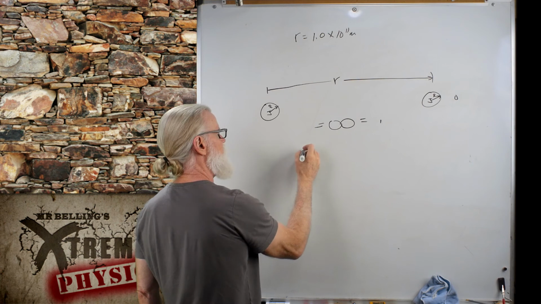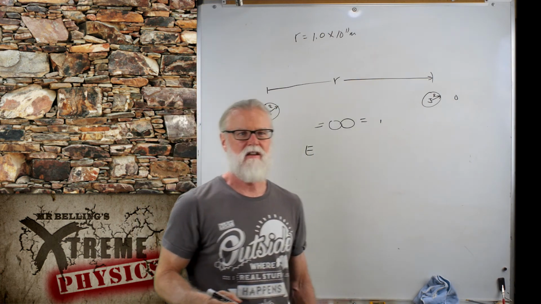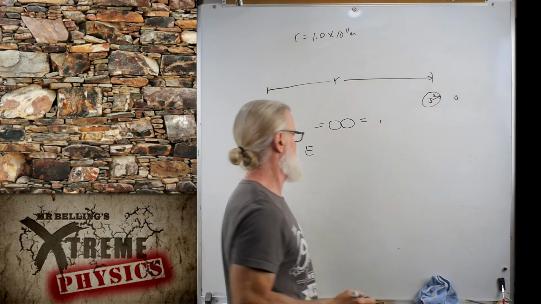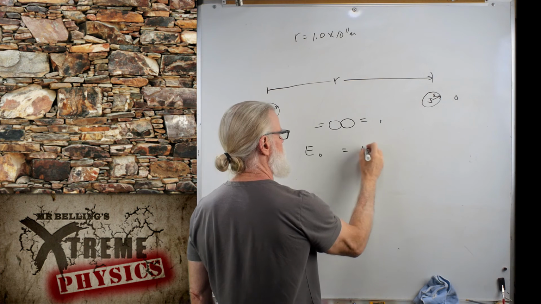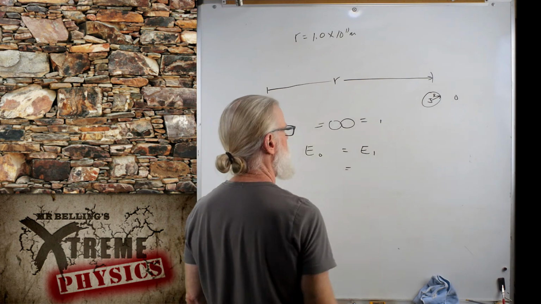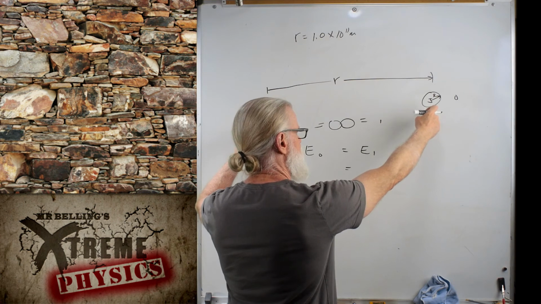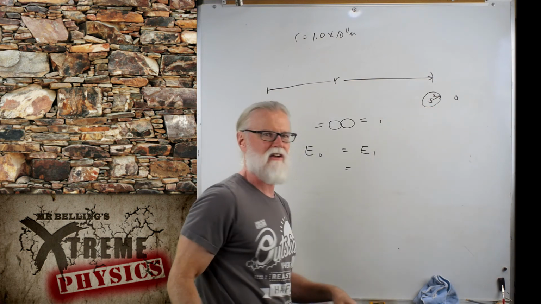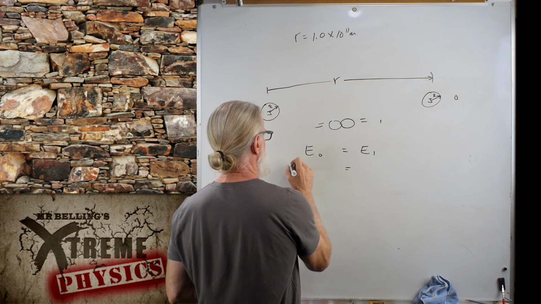So I'm going to say mechanical energy is conserved here. We're in space, so there's no friction or anything like that. So the energy at 0 equals the energy at 1. Well, what kind of energy do we have? It looks like we have gravitational potential energy. It's not 0 because they're not infinitely far apart.